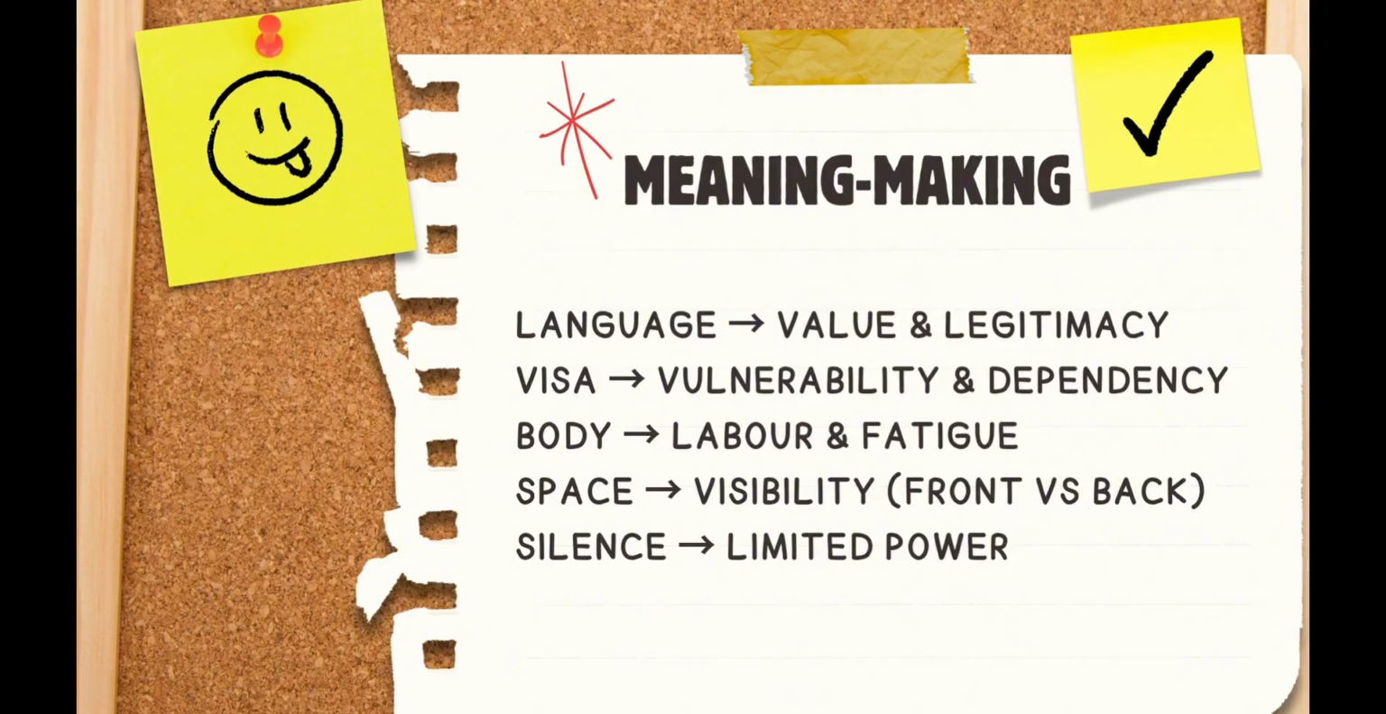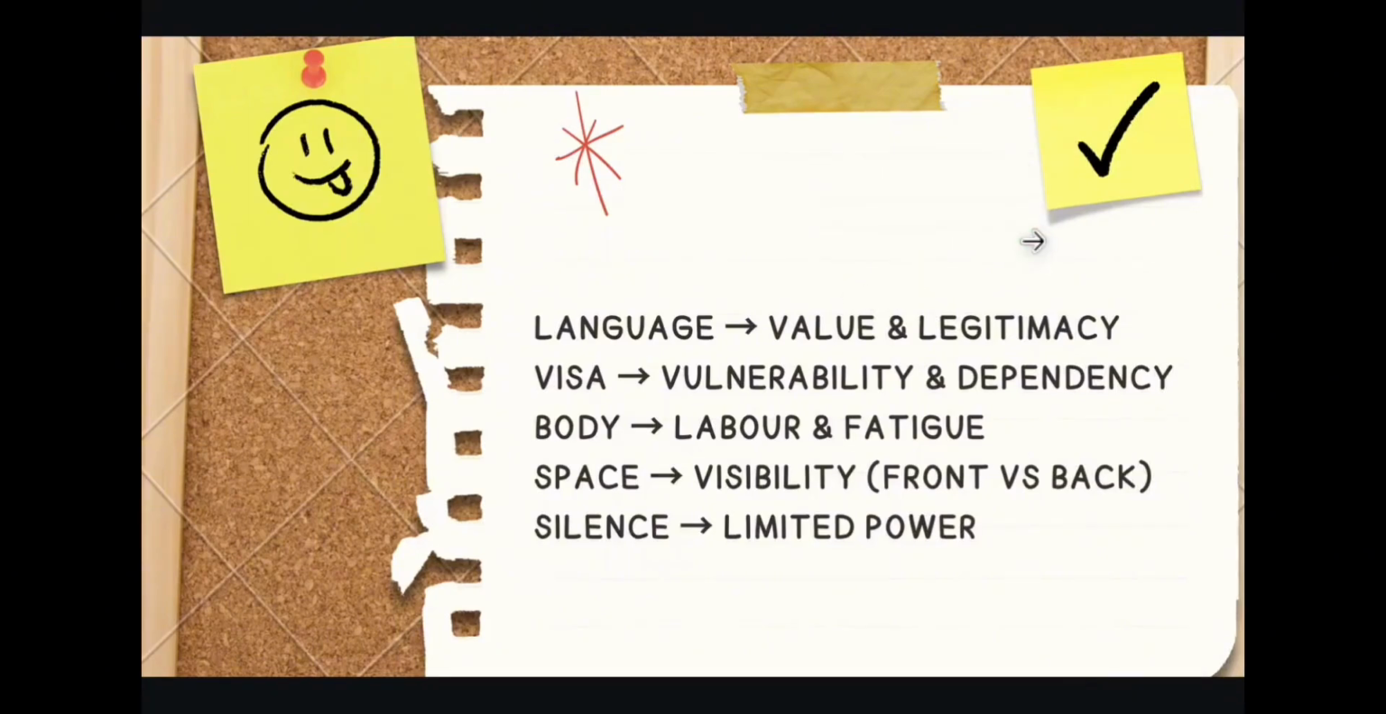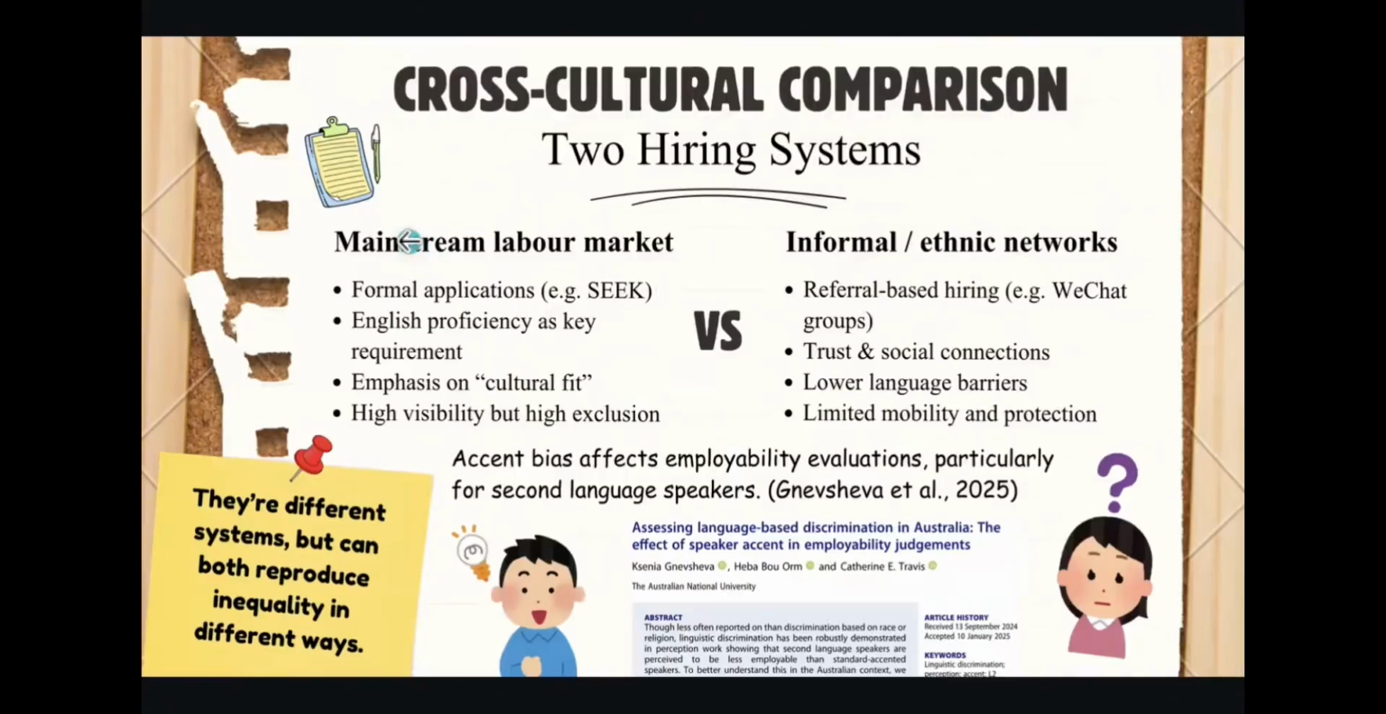To understand this more clearly, we can now look at how different hiring pathways operate in practice. So from what we've discussed in interviews so far, these systems don't just shape access to jobs, they shape who gets recognized as employable. So building on that, I will look at how this plays out across different hiring systems. Instead of just asking what jobs are available, we need to look at how access itself is structured. So here we compare two common hiring pathways.